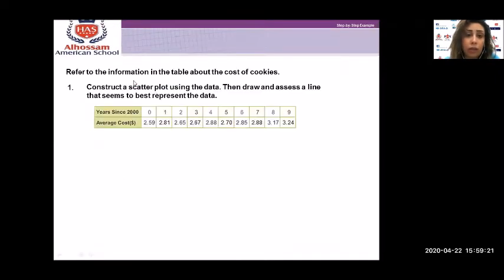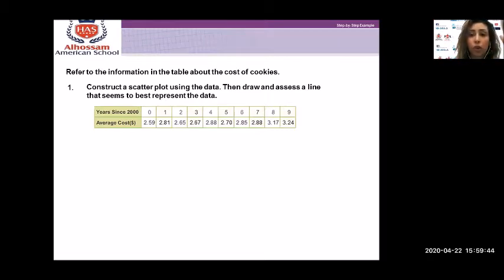Let's see the first question. Refer to the information in the table about the cost of cookies. Construct a scatter plot using the data, then draw and assess a line that seems to best represent the data. Here I have two quantities. The first quantity is the years since 2000. I have 2001, 2, 3, 4, 5 till 2009, and I have the average cost for each year.